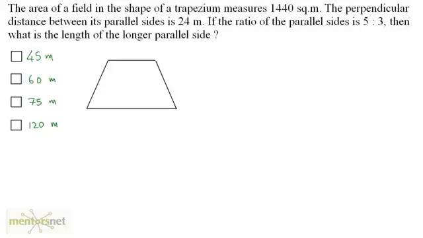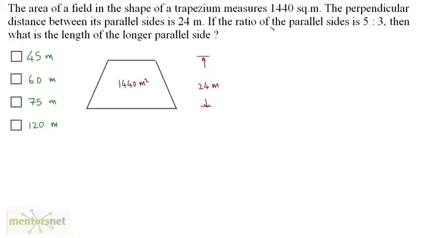The area of a field in the shape of a trapezium measures 1440 square meters. The perpendicular distance between its parallel sides is 24 meters. If the ratio of the parallel sides is 5:3, then what is the length of the longer parallel side? Now we have been given the area of this trapezium, that's 1440 meters square. And we have also been given the distance between the parallel sides, 24 meters.